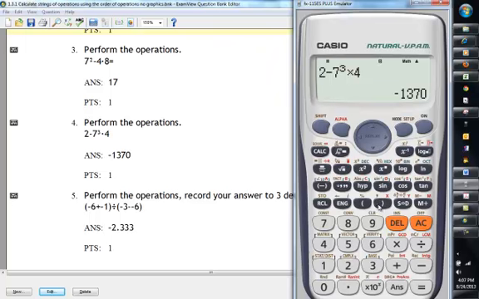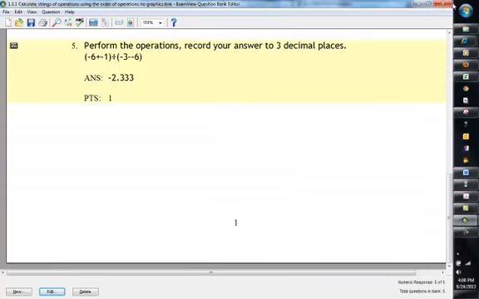In this next problem, it's important to use parentheses to get the right answer. Negative 6 plus negative 1 divided by parentheses negative 3 minus negative 6, close parentheses, and we get negative 7/3, but it wants it as a decimal. So we're going to press the S to D key, and it'll say 2.3, and the 3 repeats, so we would say negative 2.333. Next one.